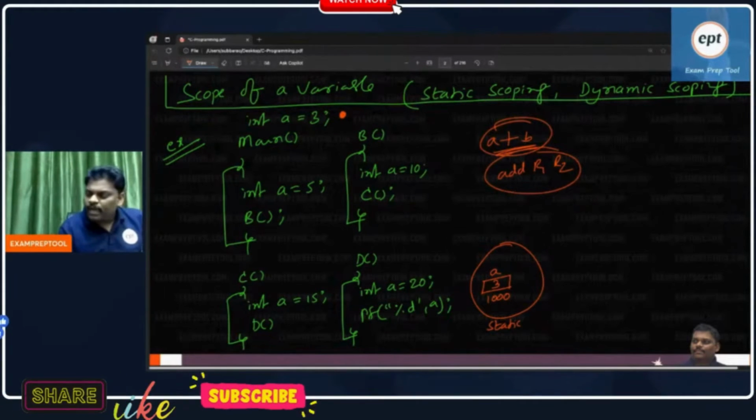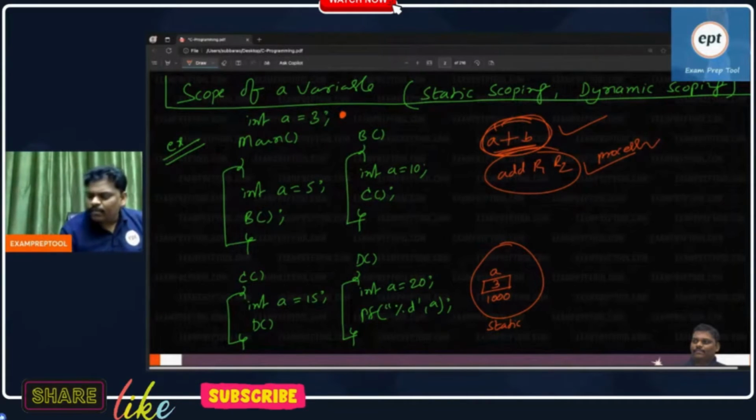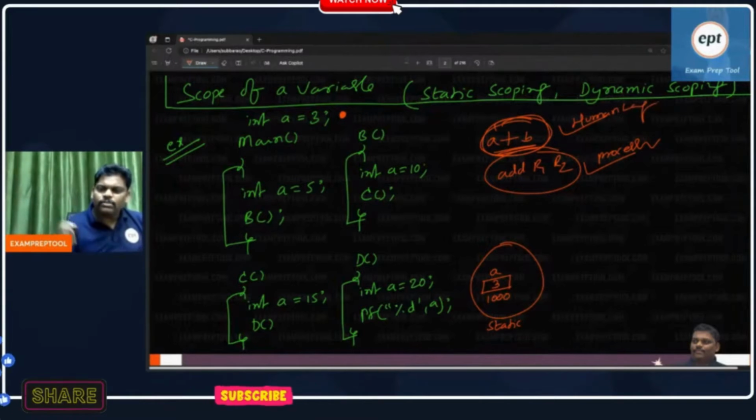Very simple. High level, human beings will understand. Low level, the processor will understand. This is processor language. This is human language.